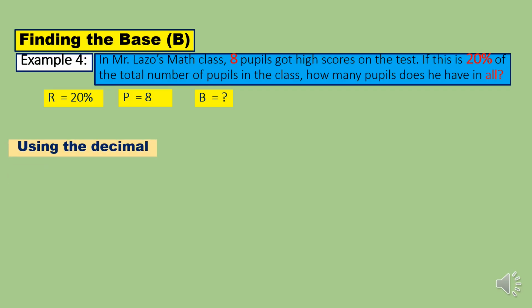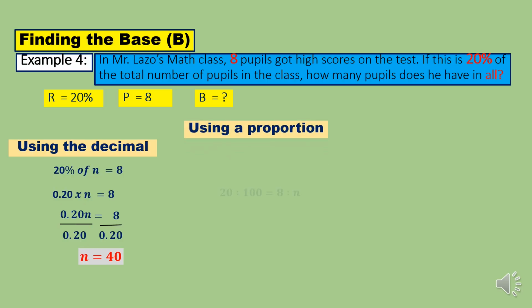Para sa solution, using the decimal, 20% of n equals 8. 20% in decimal is 20 hundredths times n equals 8. So, 20 hundredths times n equals 20 hundredths n equals 8. Then, i-divide natin ito pareho sa 20 hundredths. Then, n is 40.